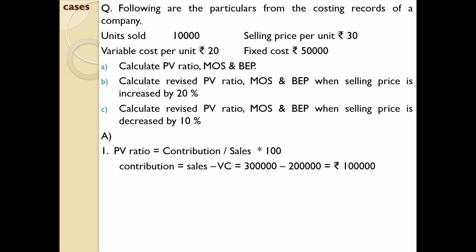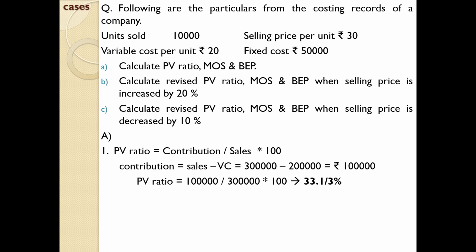Selling price is 30 and variable cost is 20. You can either go with the per unit value or you can go with the sales value. For the time being, we can go with the sales amount. So 10,000 into 30, you will get 3 lakhs, and variable cost is 20 into 10,000, 2 lakhs. So you will get contribution 1 lakh. So substitute the same in the equation. PV ratio equals contribution by sales into 100. You will get PV ratio 33 1/3%. Remember, it is a type of PV ratio representation. So we have found PV ratio.